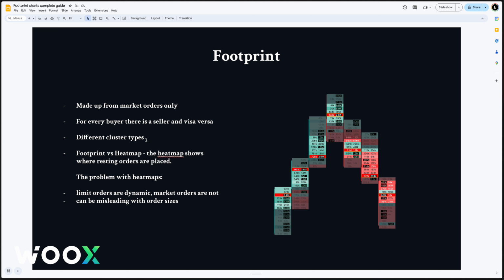In terms of heat maps, again, like I said, limit orders are dynamic. Market orders are not. What I mean by that is limit orders can be instantly moved and pulled, and there are a lot of dynamic variabilities with that. Whereas with market orders, if someone's getting filled at market, like this up here at 1.9 million, if we just highlight this quickly.